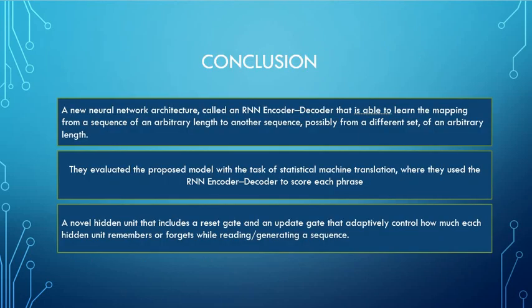They have shown a new neural network architecture, the RNN encoder-decoder, that is able to learn the mapping from a sequence of arbitrary length to another sequence, possibly from a different set. They evaluated the proposed model on the task of statistical machine translation, for scoring the probabilities that are computed. They also proposed a novel hidden unit that includes a reset gate and an update gate that adaptively control how much each hidden unit remembers or forgets while generating a sequence.